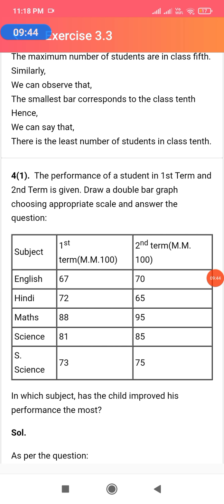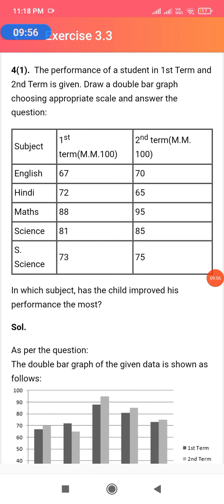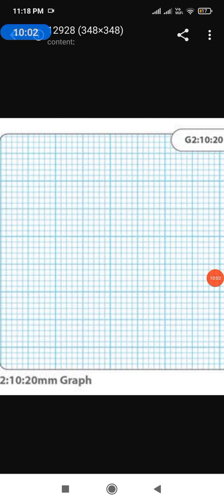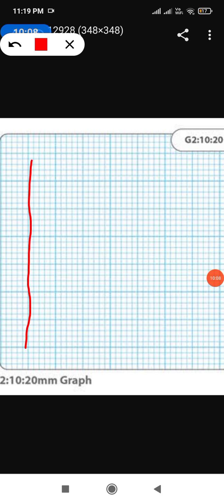The performance of a student in first term and second term is given. Draw a double graph choosing an appropriate scale and answer the question. So double graph means what? I'll show you what it means. So as I told you, in a graph sheet I will have an x-axis and a y-axis. So double graph is when we take two things into consideration. Say for a few consecutive years, I am going to take the attendance of boys and attendance of girls.